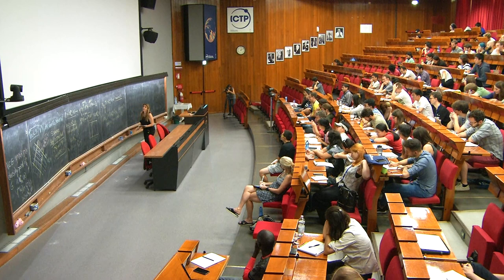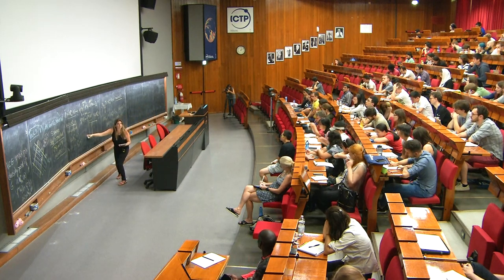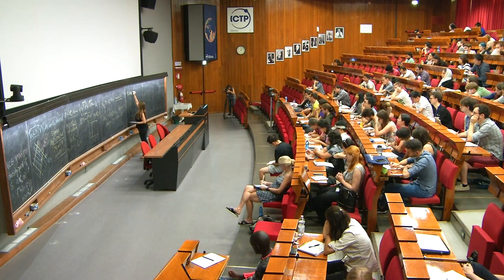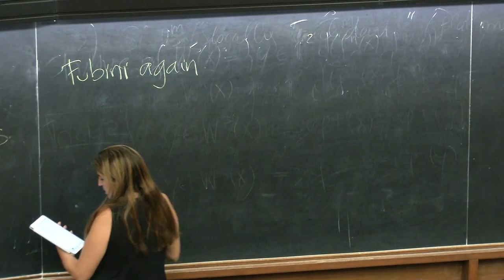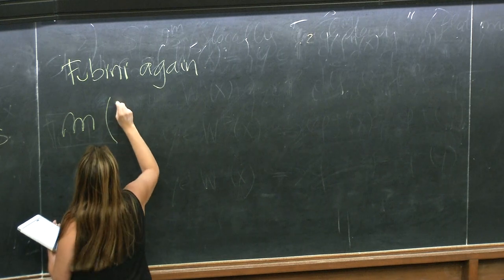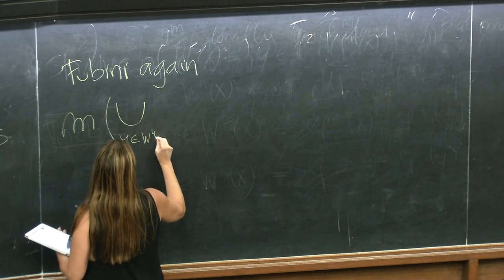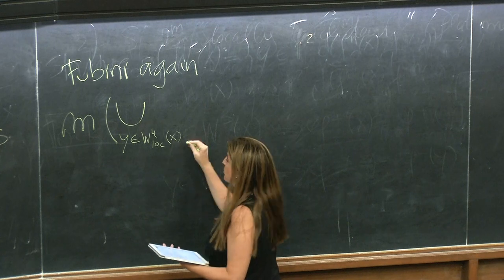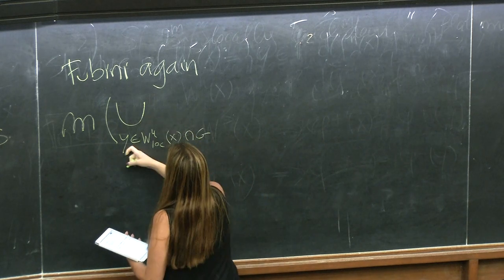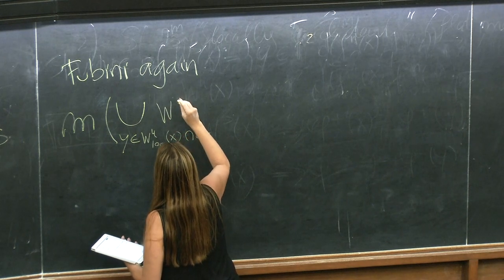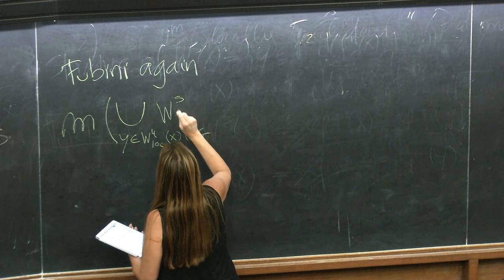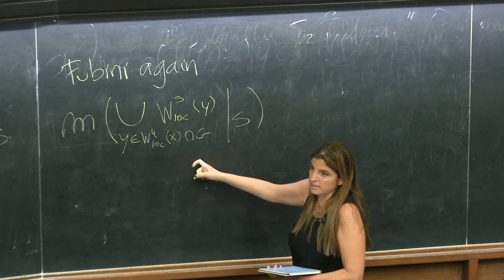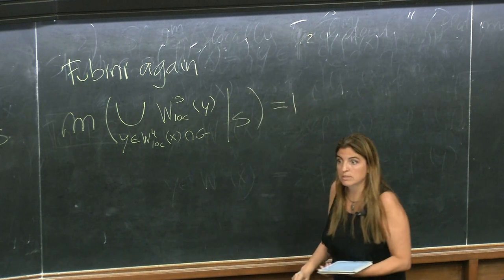Okay, so let's do Fubini again. We will have that the measure, we integrate over the unstable leaf intersection G. And over each of these y, we integrate this. And the density of this set on S will be 1. Okay?